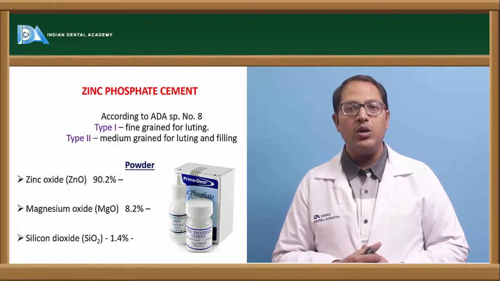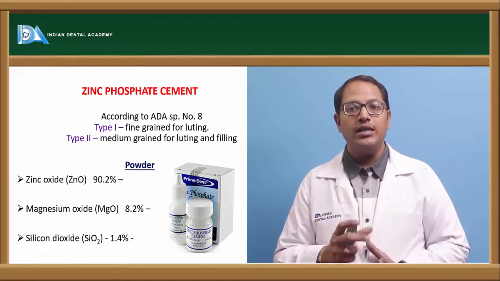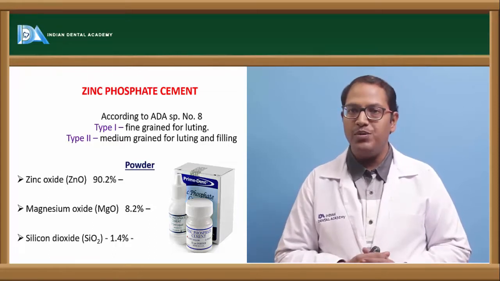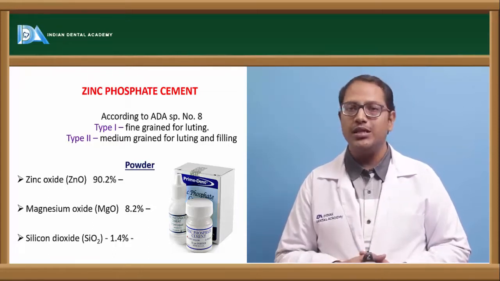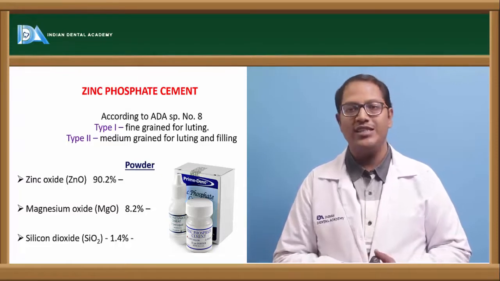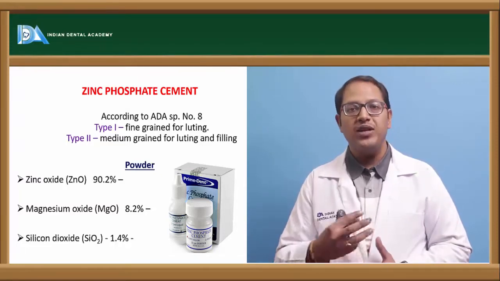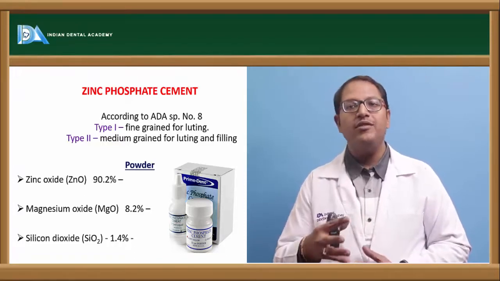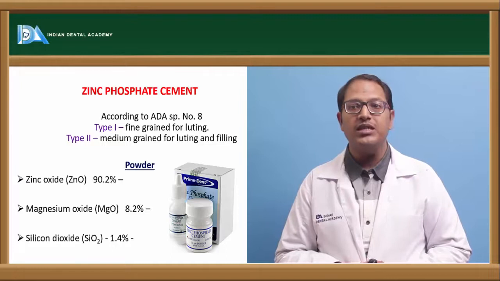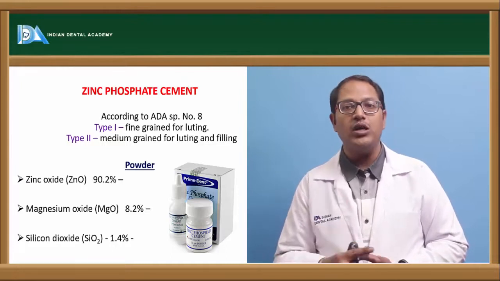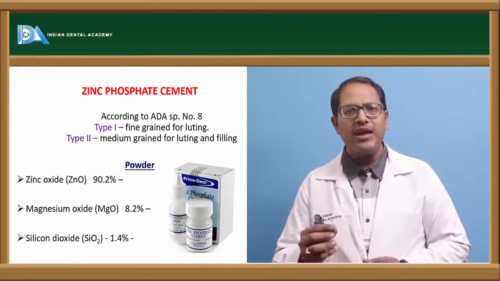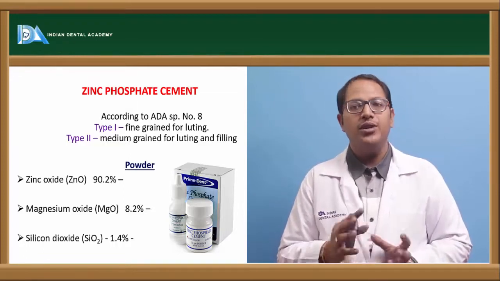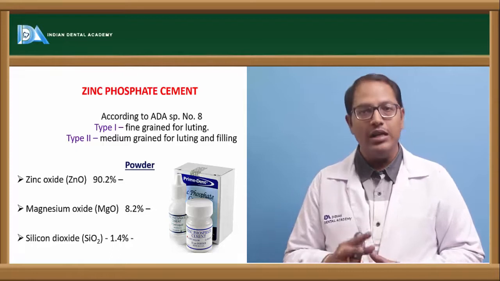Then we have bismuth oxide, Bi2O3, that is 1%. I'm mistaken, it is Bi2O2, that is 1%, that imparts smoothness in the particular restoration of zinc phosphate. Coming to the liquid per se, we have phosphoric acid, that is 38.2%. We have water content, that is 36%. We have phosphoric acid with water, 16.2%. We have some traces of zinc and aluminium. Both help as a buffering agent and reduce the activity of the powder and the liquid.